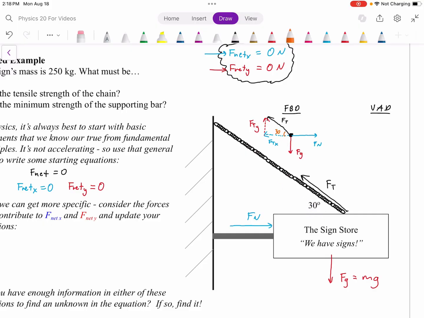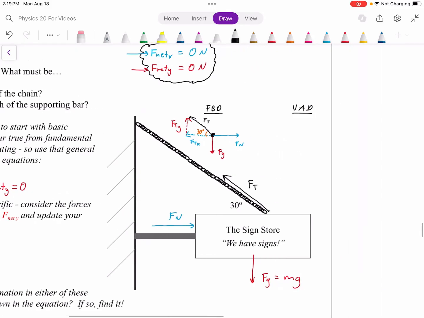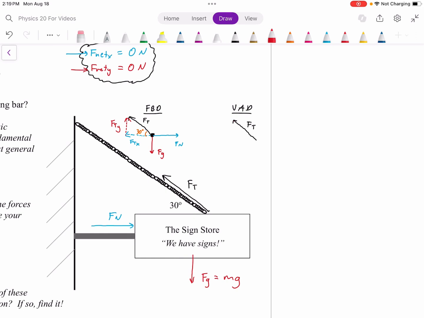So we can add some information to our free body diagram that can help us out later, right? For our vector addition diagram, once again, the net force needs to be zero. So tip to tail, I've got Ft, Fg, and then that normal force needs to bring us back to where we started our diagram because we know the net force is zero, right? And you can see it in action here. The y component of Ft is just as big as Fg, but up. The x component is just as big as Fn, but left, so that they cancel each other out.